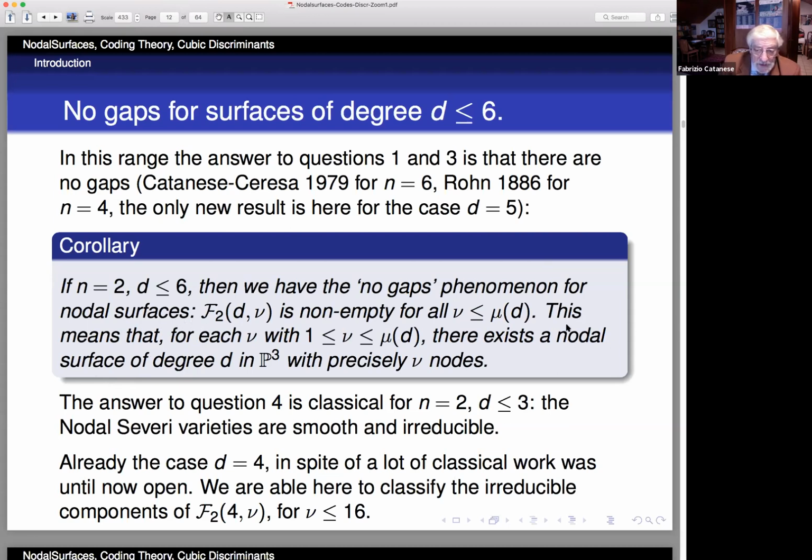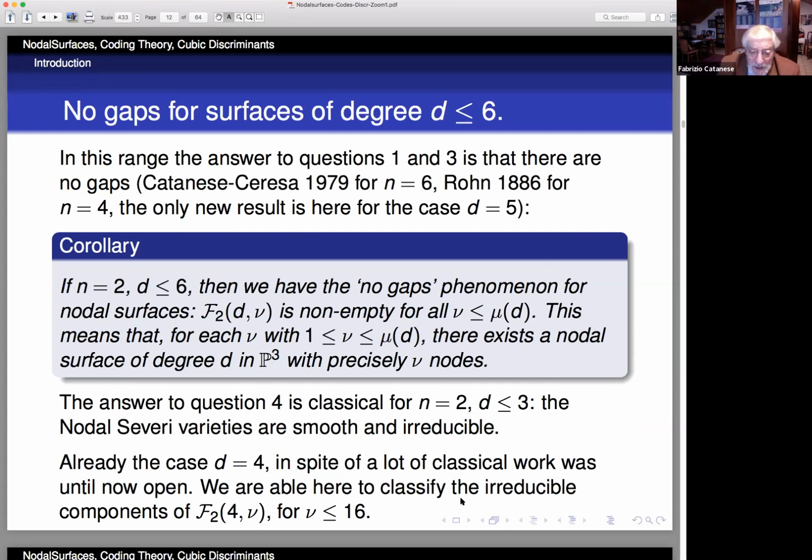And so here you can read, this means that for each ν not greater than μ(d), there exists a nodal surface of degree d with precisely ν nodes. Of course, the answer to this question is classical for degree up to 3. The nodal Severi varieties are smooth and irreducible. Now we go to the case d equal 4.